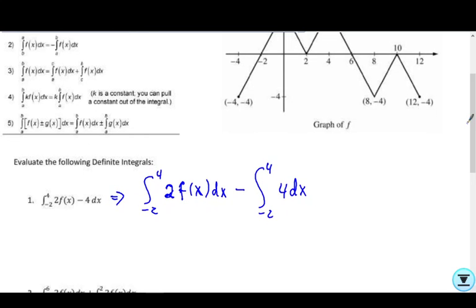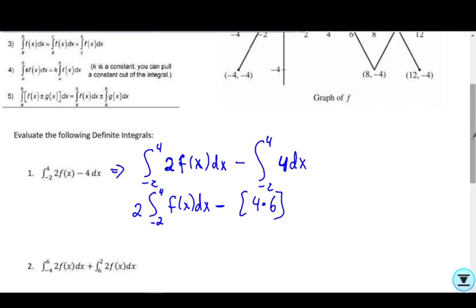Then I'm going to move that 2 out in front. This is a constant, which just leaves me with this, minus. Now, we can evaluate this integral really easily because this is the constant function and this is my limit. So basically this is 4 times, from negative 2 to 4, that is 6. So this part right here is just going to be 24.